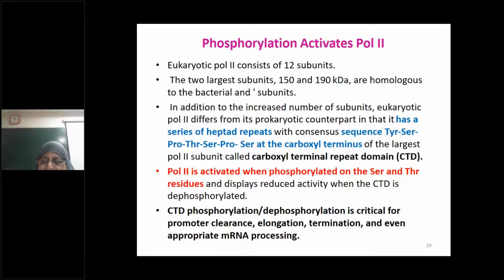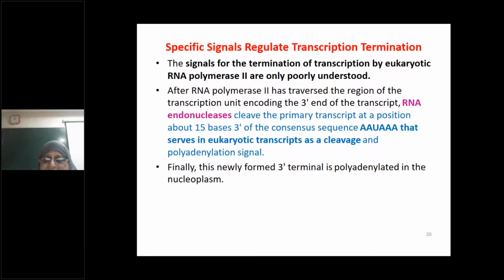Once this pre-initiation complex is formed, the first nucleotide, which is most probably a purine, will be added, and RNA polymerase 2 will lead to the sequential addition of nucleotide triphosphates, leading to synthesis of the heteronuclear messenger RNA, heteronuclear RNA. Then specific signals regulate the transcription termination. The signals for termination of transcription by the eukaryotic RNA polymerase 2 are poorly understood, but the explanation given is that RNA polymerase 2 has traversed the region of the transcription unit encoding the 3' end of the transcript. So once the RNA polymerase goes on forming the hRNA transcript, what will happen?